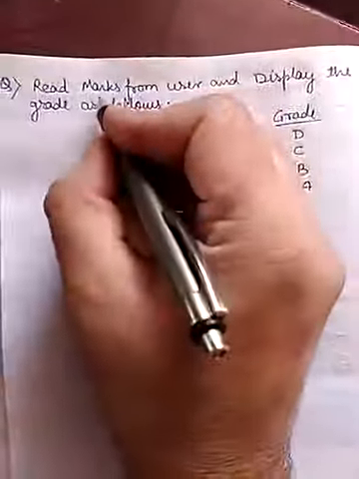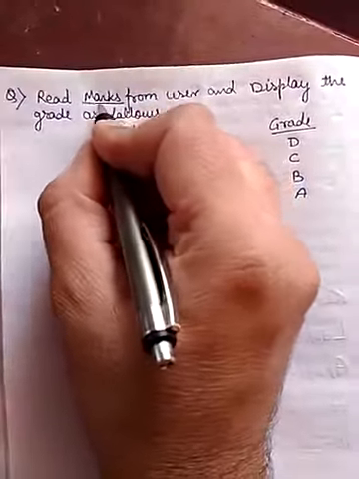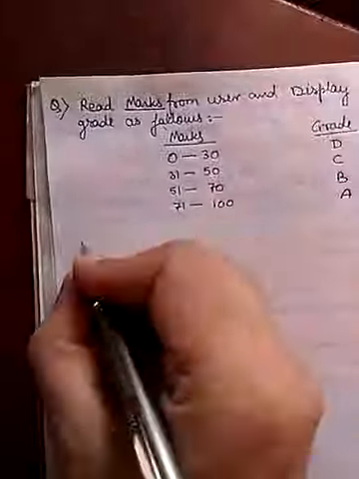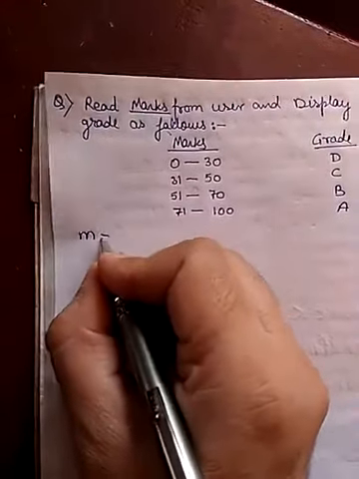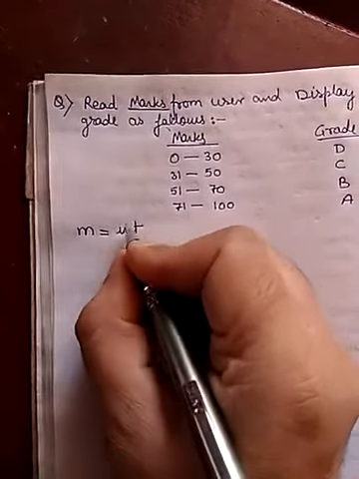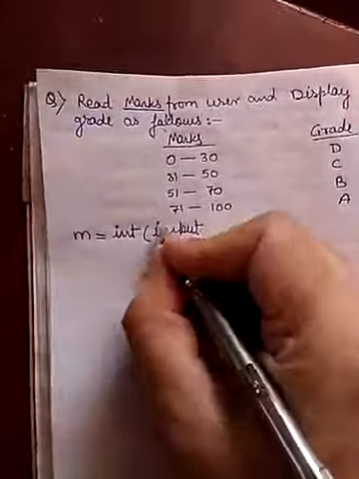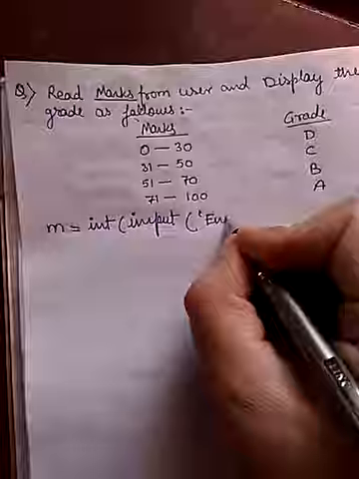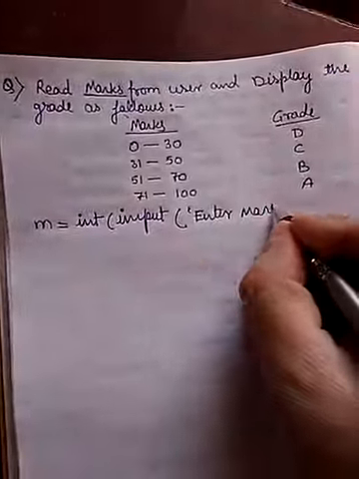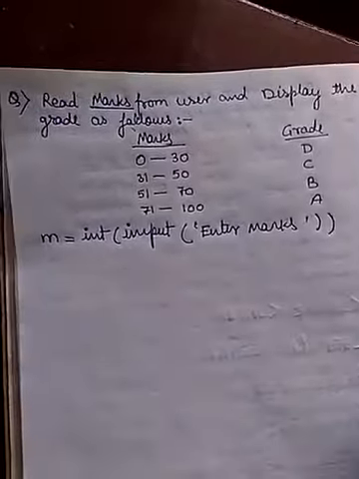How we can write the instruction? Let's see. First, we need to identify what is the required input. So here it is asking you to read marks from user. So I am writing the statement. I am taking the variable, say m equal to, marks is integer value, that's why I am writing int. After that, input, and here the message which we want to display on the console. Enter marks. Input close, int close.